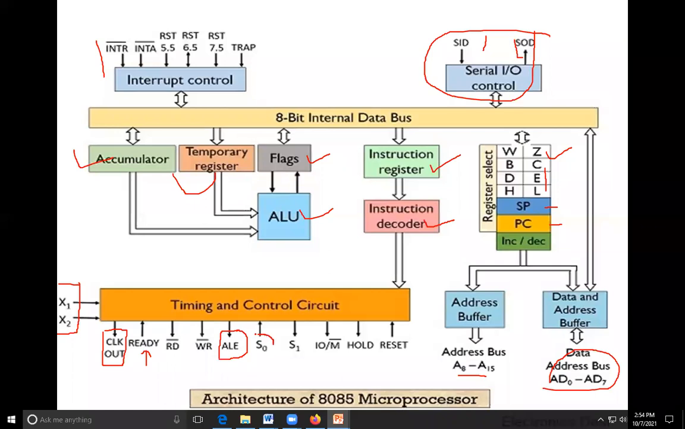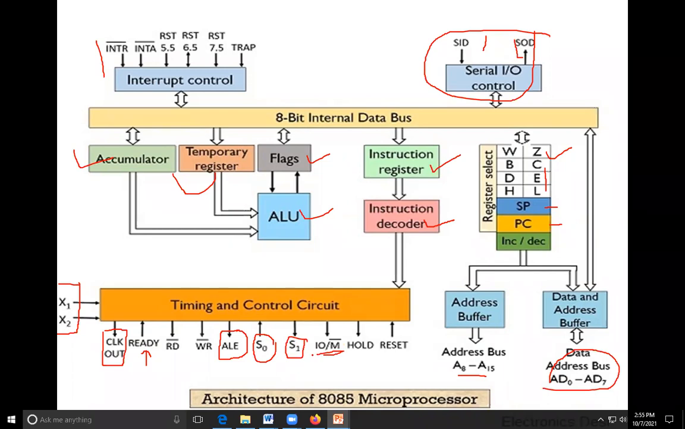Then S0 and S1. These two pins are used to select the status; the HOLD pin and input pins we are discussing in the next lecture. These are the S0 and S1 pins. Then here is the IO/M pin. One pin acts as two works: input, output, and memory.